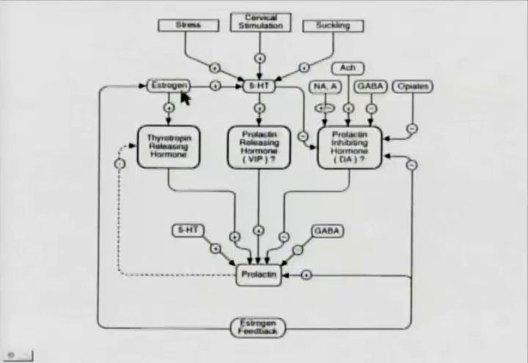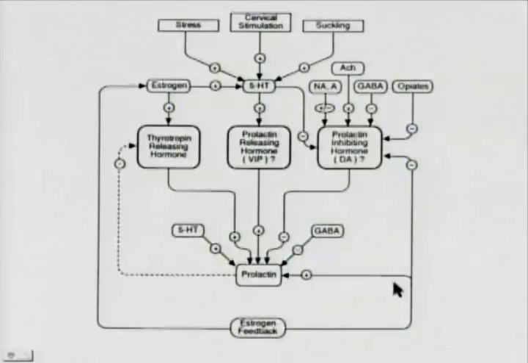And then estrogen can have stimulatory effects on serotonin, as well as stimulatory effects on thyrotropin releasing hormone, which is another secretagogue of prolactin from the lactotropes. And serotonin can act directly on the lactotropes, increasing prolactin synthesis and secretion, and GABA acts directly at the level of the pituitary, decreasing prolactin synthesis and secretion.